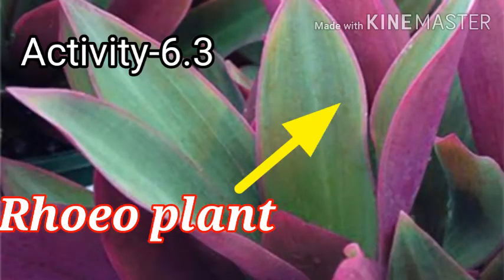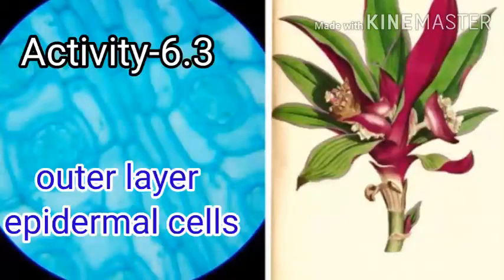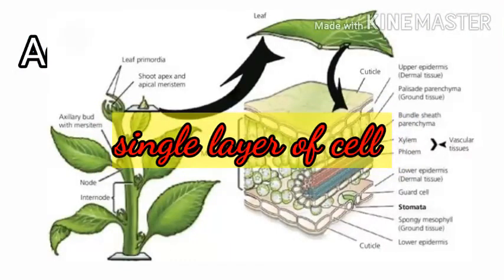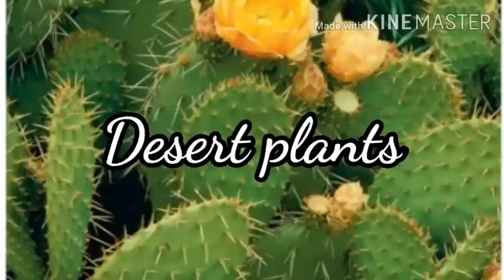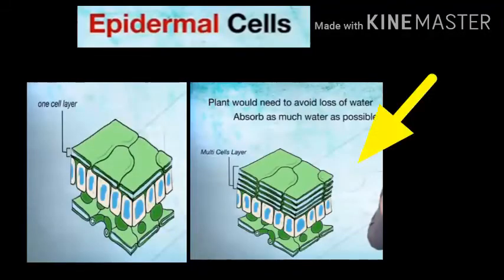In activity 6.3 you can see the Rhoeo leaf. If you take the plant of Rhoeo and take a section of it, you will see the outer layer of the cells, and these are the epidermal cells. All of this contains the epidermal cells. It is usually made up of a single layer of cells, but in some plants found in very dry habitats, like desert plants, the epidermis is several layers thick.